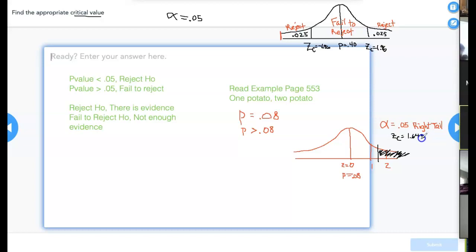So we're going to calculate the Z-score. In our calculation, 0.08 is our population proportion. Our sample proportion, 47 out of 500 potatoes have blemishes, which is 0.094. About 9.5% of potatoes have blemishes. Is that greater than 0.08? So that Z-score comes out to be 1.15.